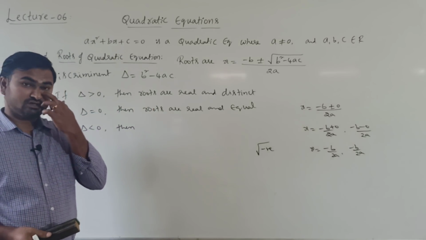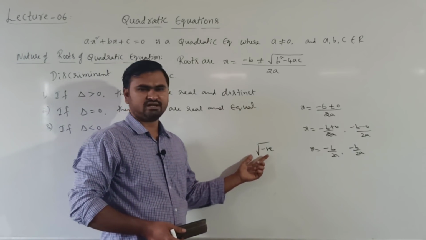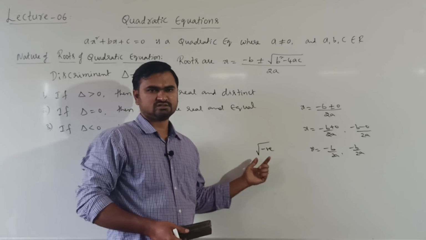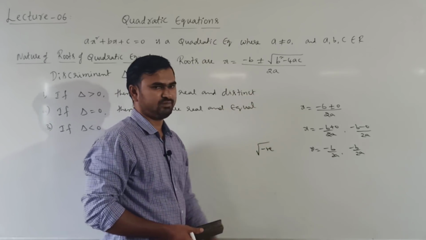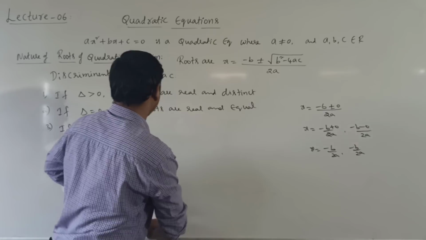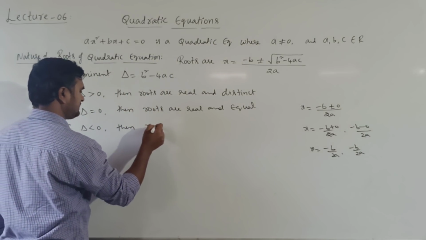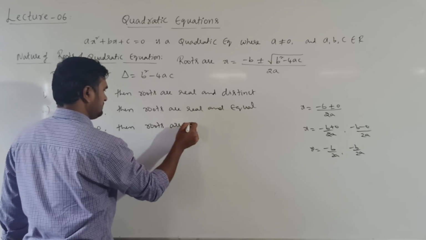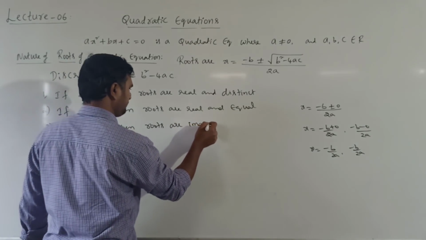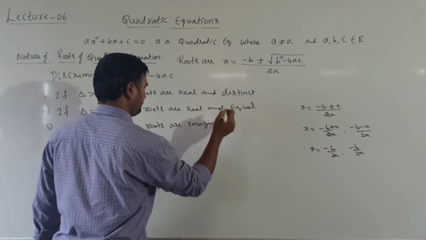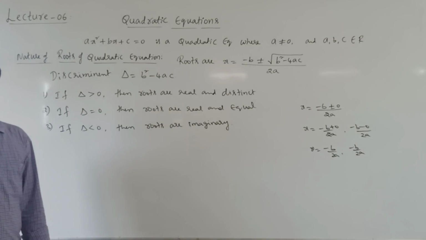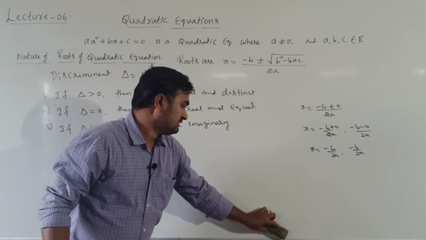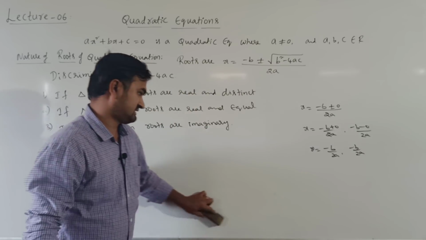So what is the square root of a negative value? We know they are imaginary numbers. So imaginary numbers means the roots will be imaginary. Then the roots are imaginary. Understand? So this is the nature of roots.